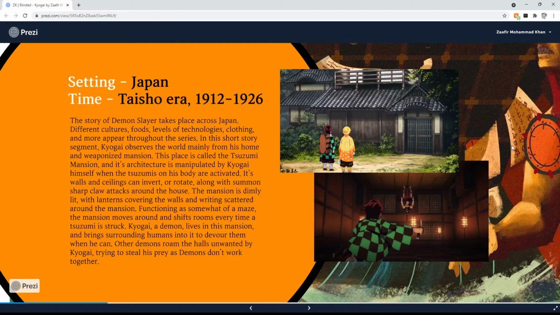Kyogai, the demon, lives in this mansion and brings surrounding humans into it to devour them when he can. Other demons roam the halls, unwanted by Kyogai, trying to steal his prey, as demons don't work together. And here are some pictures.